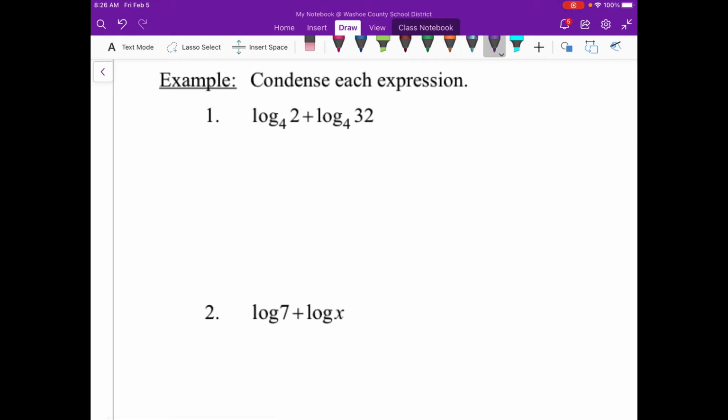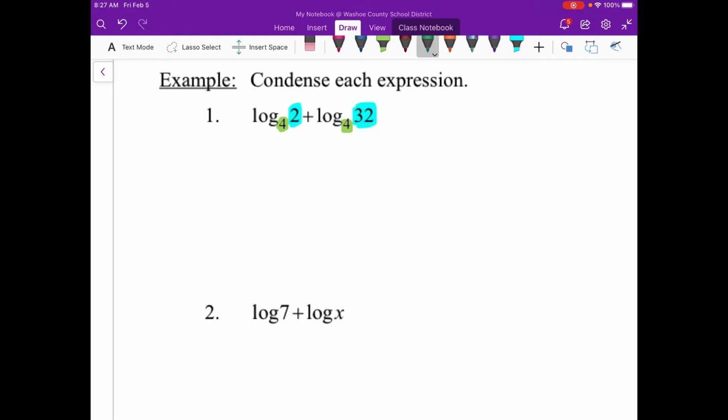So these first two examples tell me to condense the expression. Condense means make it smaller, so make it one term instead of two terms. First thing you want to check for is, do they have the same base? They need to have the same base in order for you to make them one term. And then you just have to remember, okay, these are being added. So what was it that I did when logs are being added? If you relate it back to exponents, that might help you remember. And that means that you're actually multiplying the two terms together.